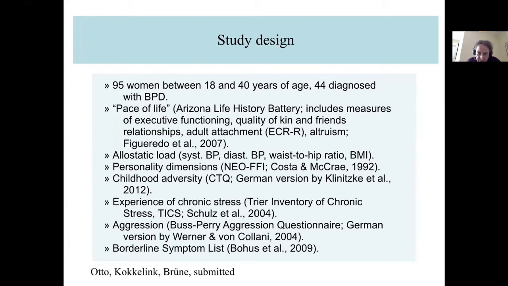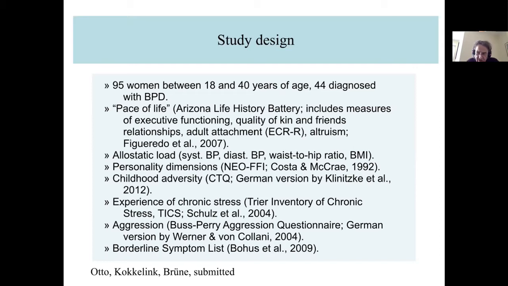what's called pace of life or life history strategies in people with BPD using a scale called the Arizona Life History Battery, which is a composite score of different measures tapping into executive functioning and the quality of kin and friend relationships. Adult attachment is part of that scale because it incorporates the Experiences in Close Relationships scale. Altruism is another factor, and this makes a composite score of that scale called ALHB. We also measured allostatic load.